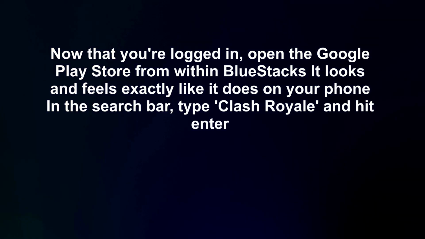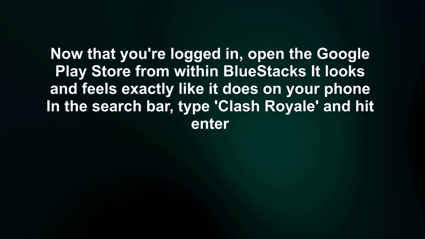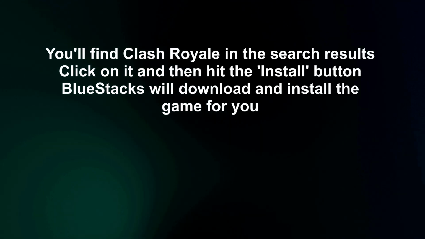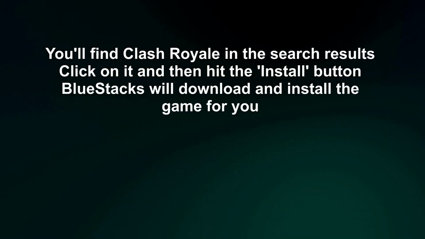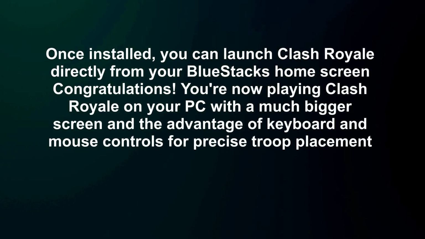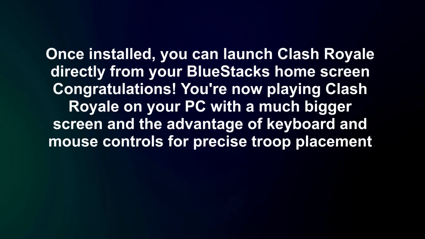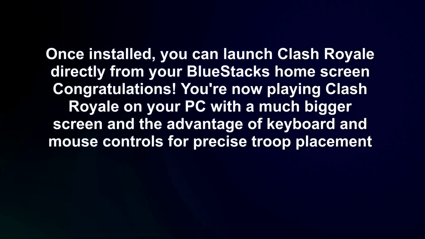In the search bar, type Clash Royale and hit enter. You'll find Clash Royale in the search results. Click on it and then hit the install button. BlueStacks will download and install the game for you. Once installed, you can launch Clash Royale directly from your BlueStacks home screen.